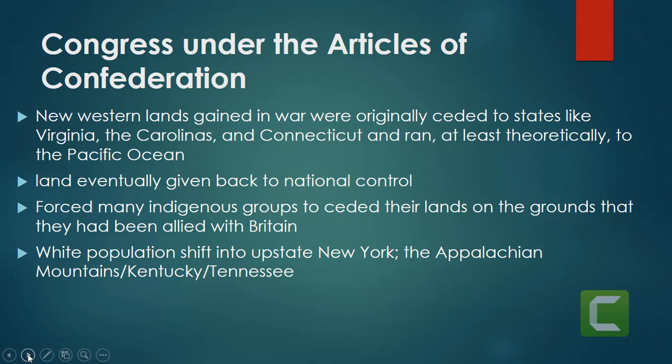And of course, while that's going on, you begin to see white settlers from the older colonies moving into these western lands. So moving into upstate New York, into the Appalachian Mountains, what will become Kentucky and Tennessee. So at the same time indigenous groups are being pushed out, you're seeing white settlers moving in. The only difference is now the white settlers are not coming from England. They're instead coming from older, more eastern colonies, and now they're moving westward.